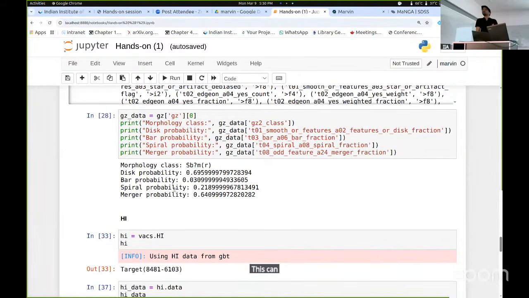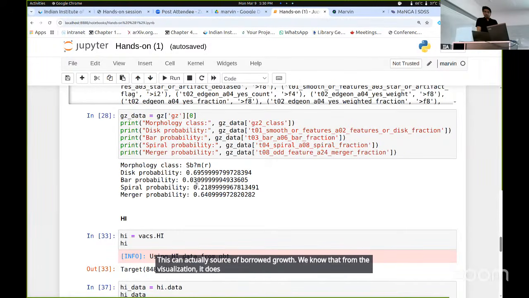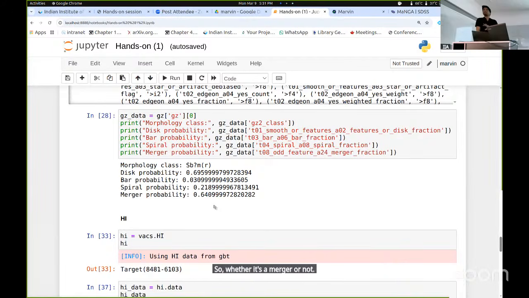Another is whether it hosts a bar or not. We know from the visualization that it does not host a bar, and you can see it's 3%, which means it does not host a bar. Another is whether it's a spiral galaxy or not. You can see it shows a 21% chance that it's a spiral galaxy. Another is whether it's a merger or not. It shows a 64% chance that it's a galaxy undergoing a merger.